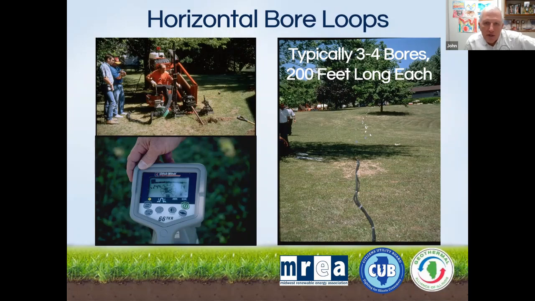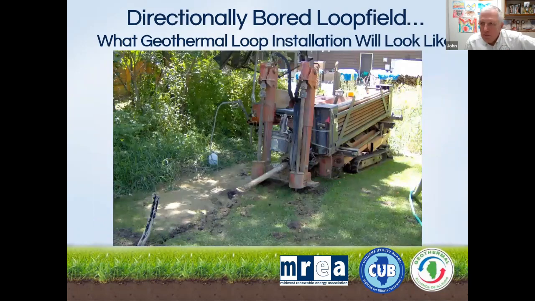And we've all seen directional boring machines. They're typically along the road putting in sewers and fiber optics and water lines and things like that. They use that same exact equipment just to put in a horizontally bored or a diagonally bored geothermal loop field. And you see here, they've got the loop down in the lower left corner that they've already installed, getting ready, it looks like, to put the second loop in.